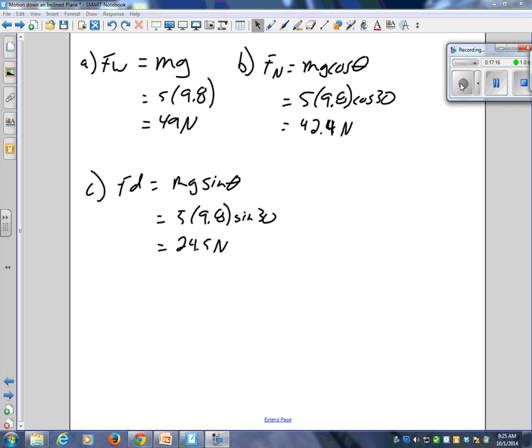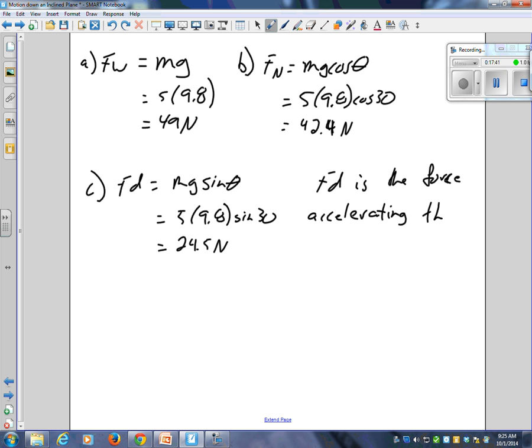Okay, so those are sort of the base things that we need to know to find the net force. Let's just write here, Fd is the force accelerating the object down the plane.